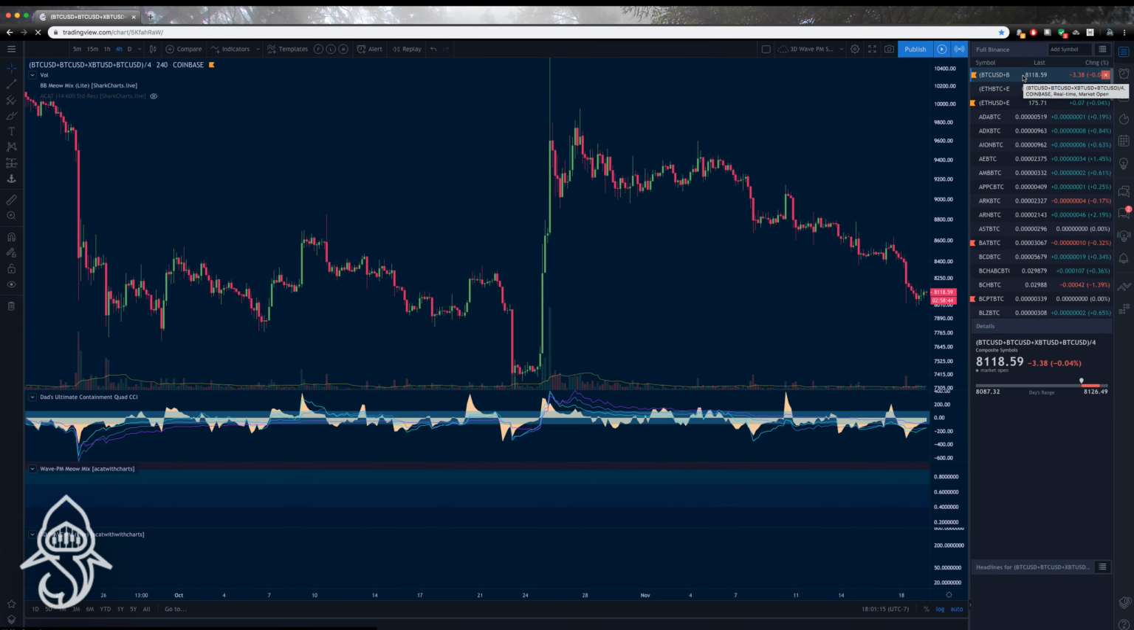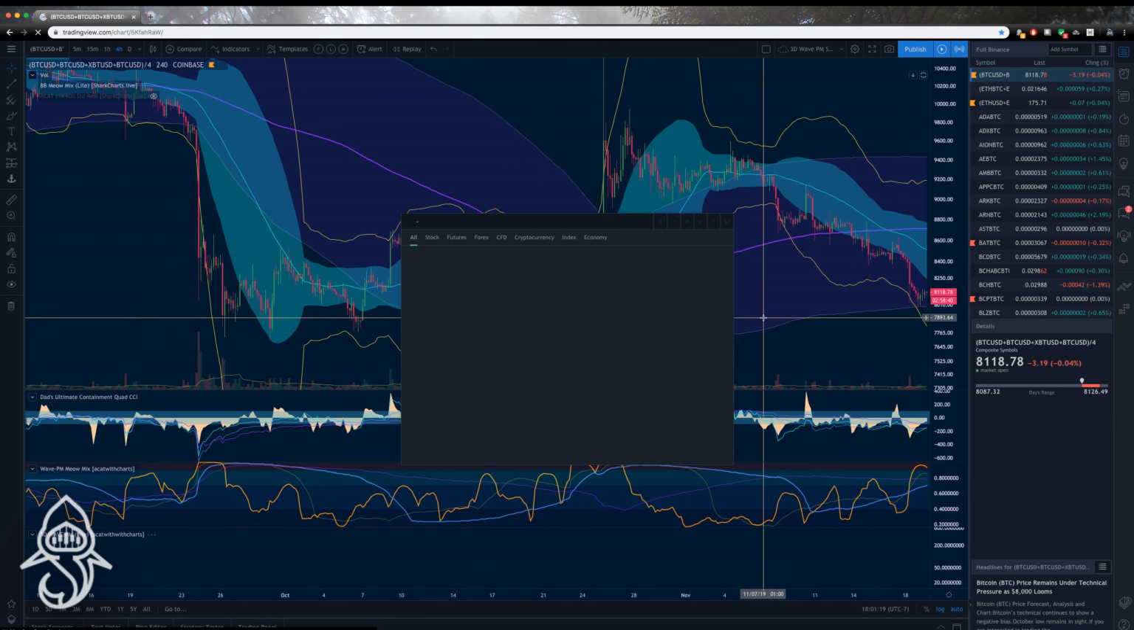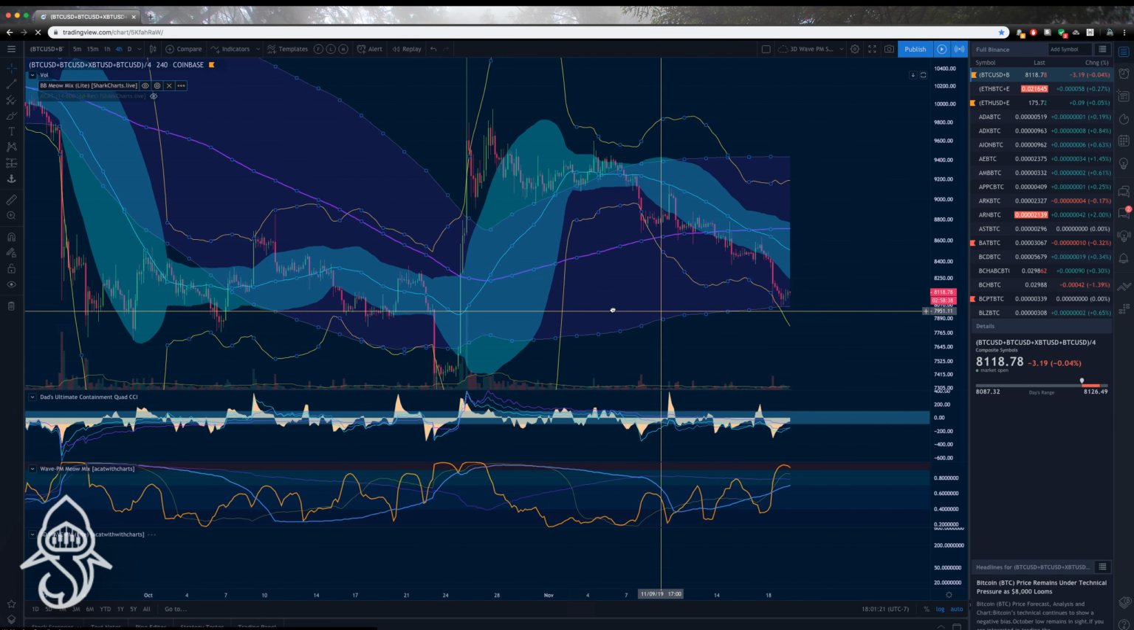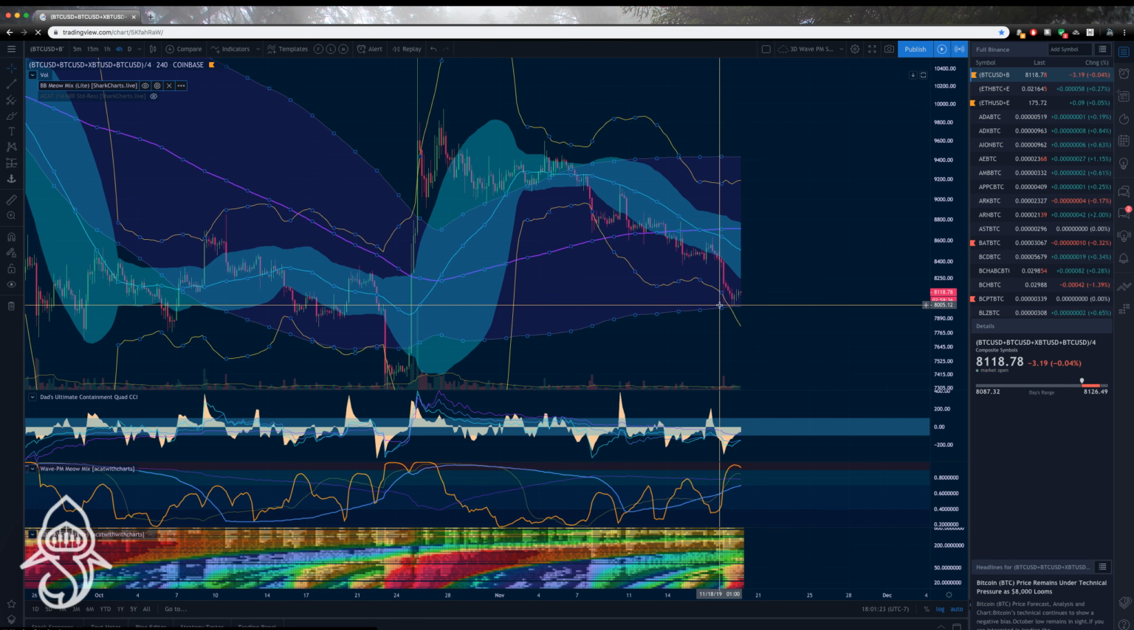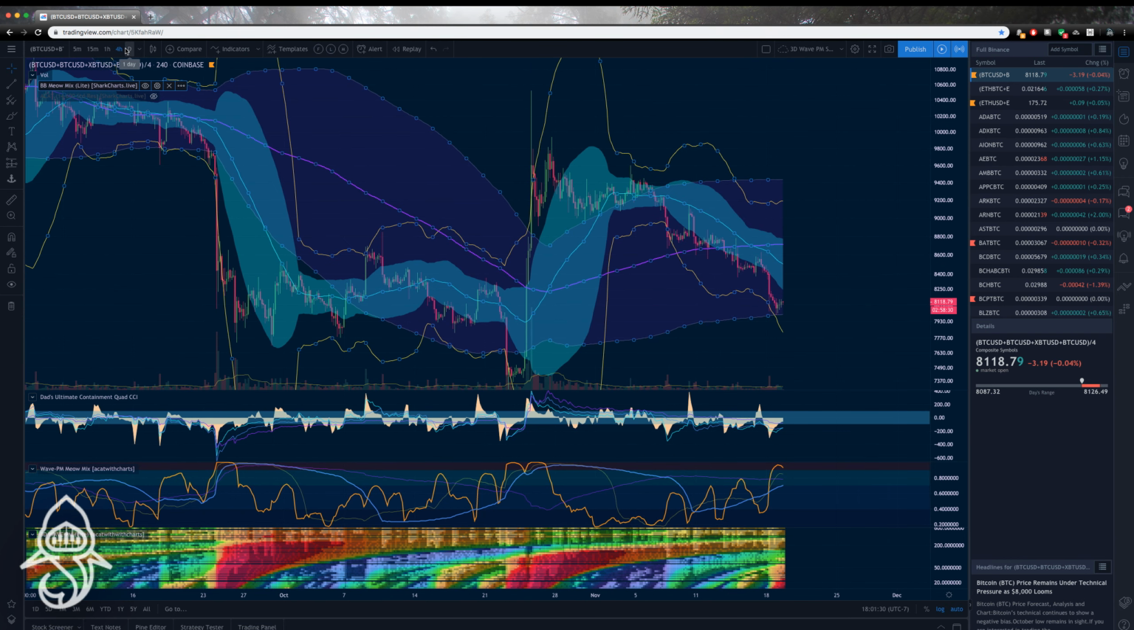Okay, let's go ahead and take a look at Bitcoin's 4-hour chart. So we've had a pretty consistent downtrend over the last few days. I guess the question is, how much do we respect the macro level range compared to, say, the micro level trend?